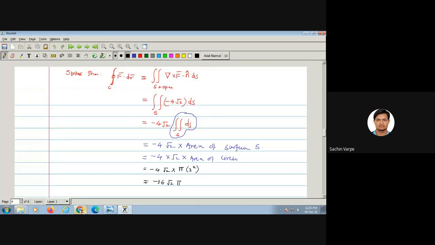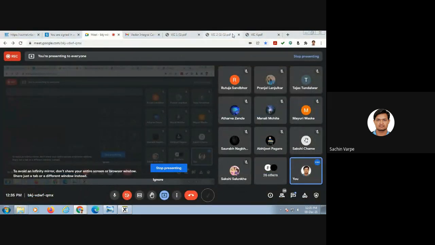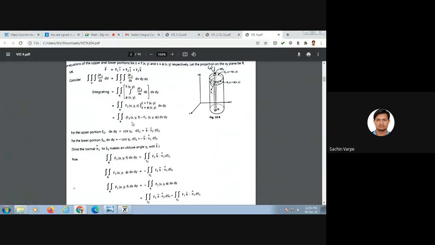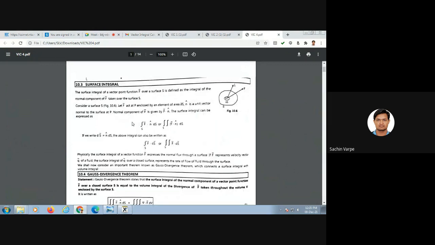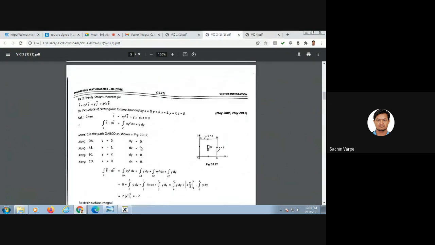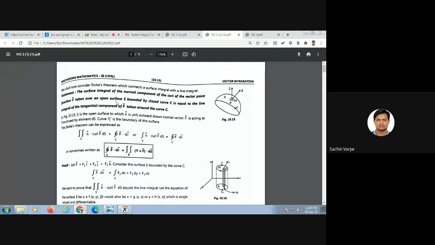If you want to see a few more examples in Stokes theorem, let me show you some examples. These are some examples solved in the book. This is the statement of Stokes theorem we have discussed, that is the surface integral of normal component. Is this visible, whatever I'm sharing?